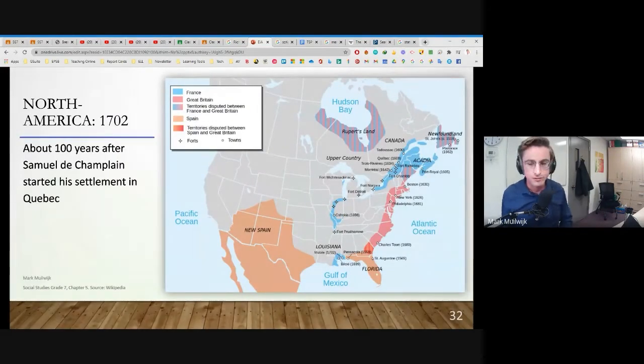Here's a picture of 1702. So we're speaking 100 years after Samuel de Champlain is in Quebec. And you see the blue area is where New France has expanded to. And you might think, why does it go through this lake? But then why this little blue thing here? And why the little blue thing at the bottom? It is because they were following the river. And that's quite simply that.